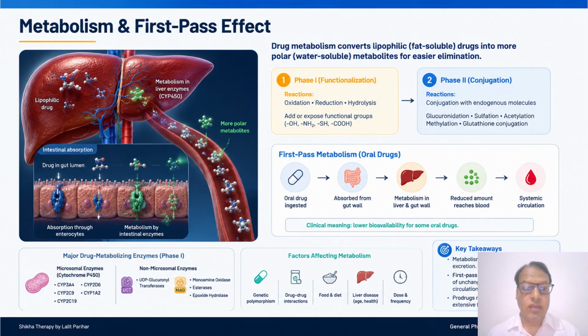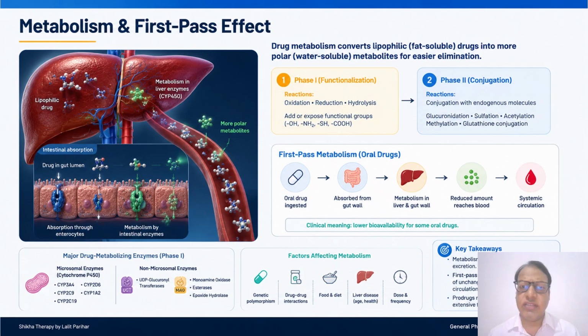There are some enzymes like cytochrome P450 enzymes. They play a majorly important role in this metabolism process. And phase 2 reactions are mainly conjugation reactions. They include glucuronidation, acetylation, methylation and glutathione conjugation. These reactions generally make the drug or its metabolites more water soluble.